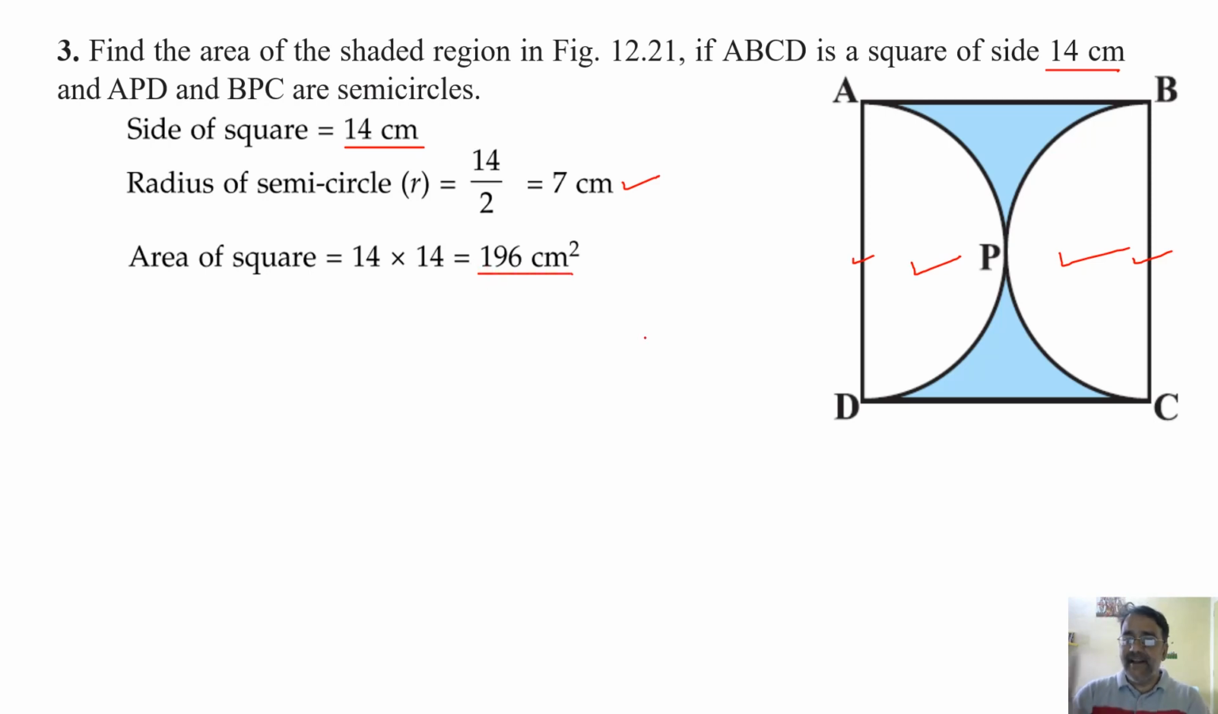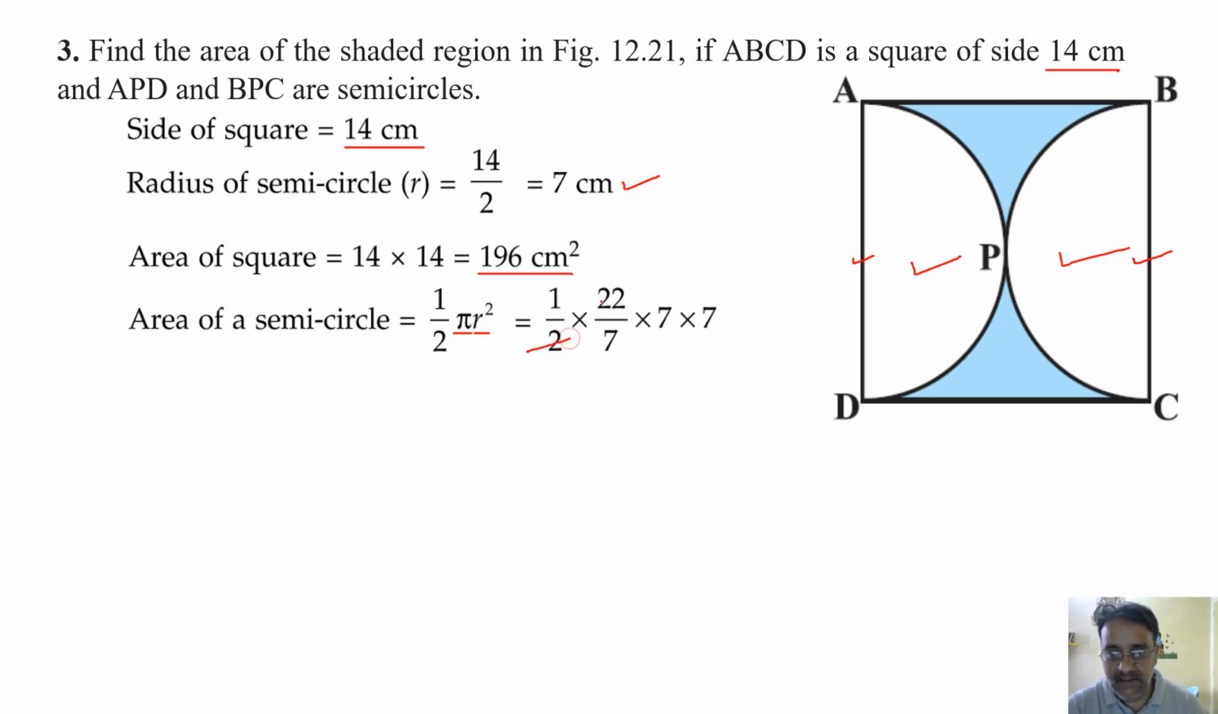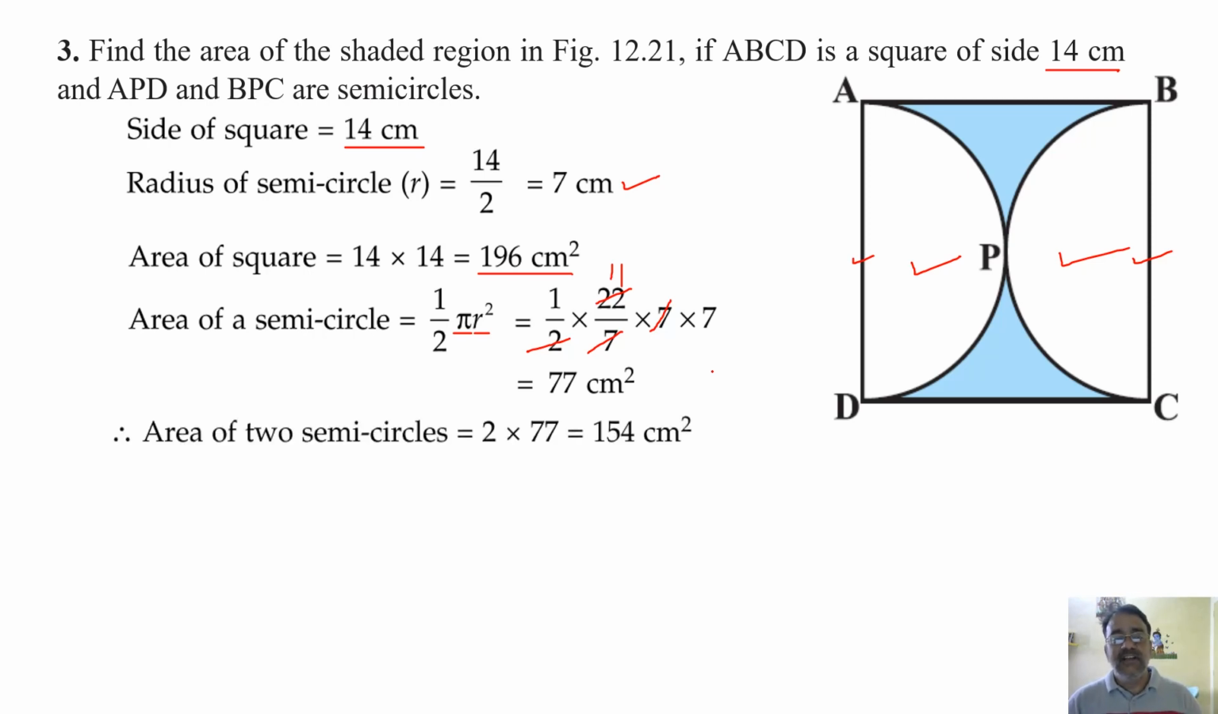Now we'll calculate the area of one semicircle. What is the area of a semicircle? Half into pi r square. Very good, half into pi r square. So the value of pi is 22 by 7, and this is 7 into 7. So the 2 we can cancel here, and one 7 also cancels, and we'll get 77 centimeter square. This is the area of one semicircle. Now the area of two semicircles will be 2 into 77 centimeter square, that is 154 centimeter square.